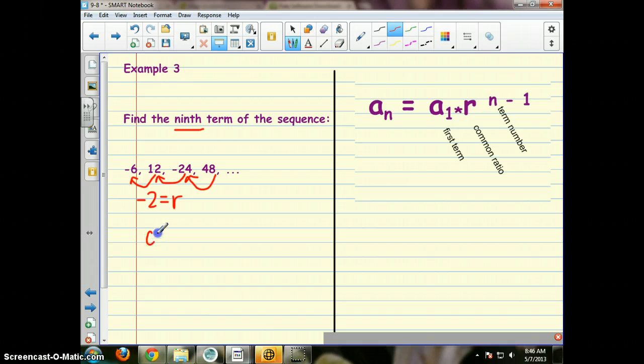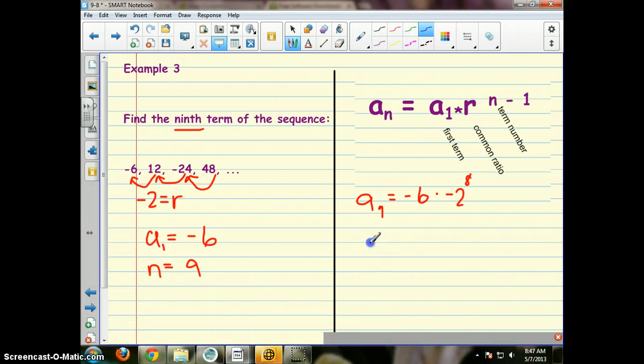Remember, a sub 1 represents the first term in the sequence, which in this case is -6. And n represents the term number we are trying to find, which is 9. So our job now is to plug those numbers into the formula to find the 9th term. So again, a sub 1 is -6. Our common ratio is -2. And we're raising that all to the 9 minus 1 power, so all to the 8th power.